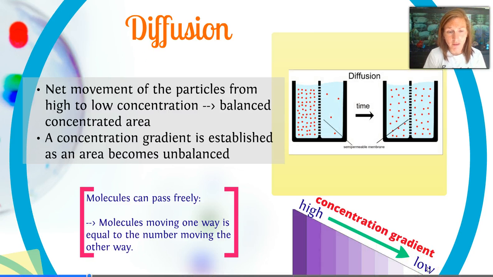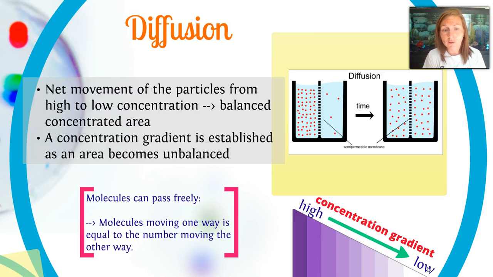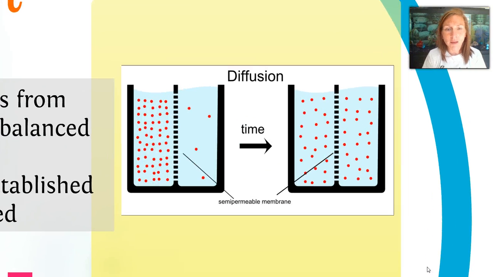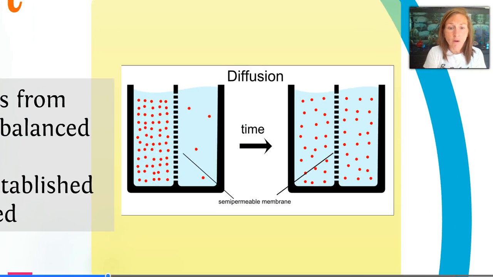Molecules can't pass freely, and they're going to move one way equally to the number moving the other way until over time they become equal on both sides, as you can see in this picture. Now, there is a term at the bottom of that picture that is very important that you understand: semi-permeable membrane. This represents how the cell membrane works. Permeable means to let things through. Semi means we only do that part of the time. So the cell membrane is selectively or semi-permeable, allowing some things to come in and some things to go out. It's important that you understand that.